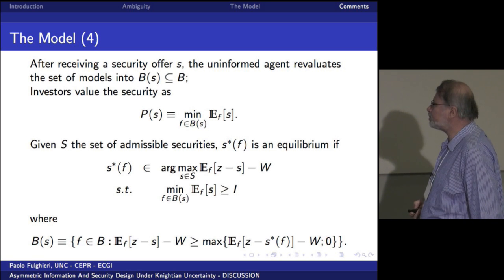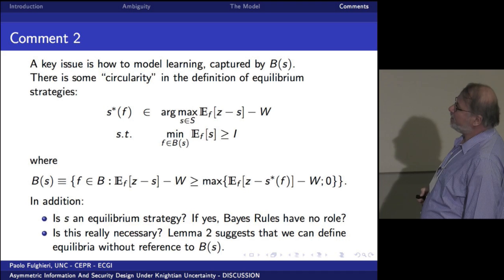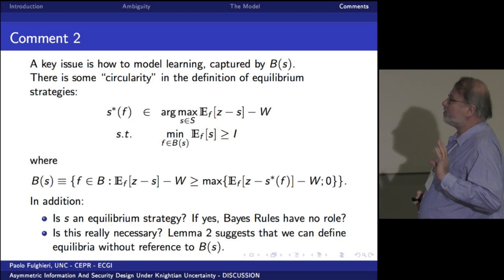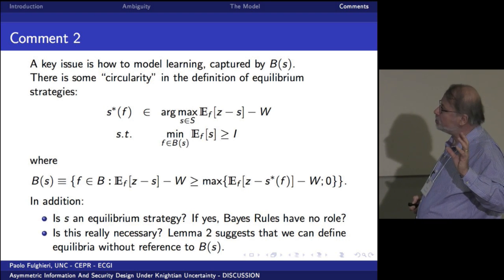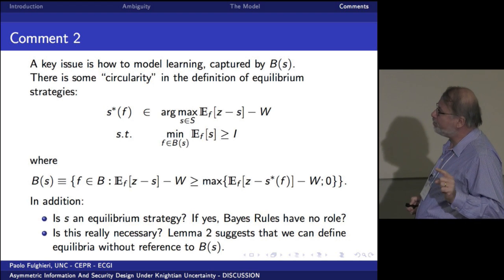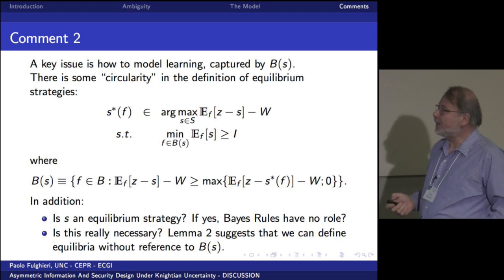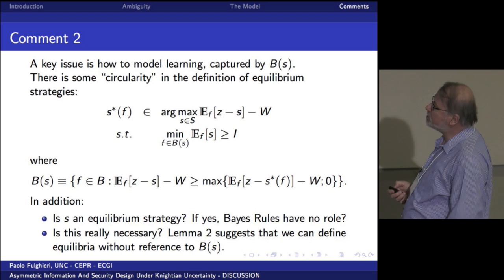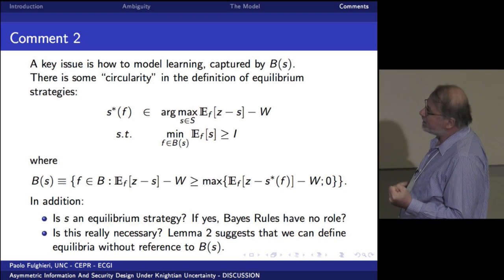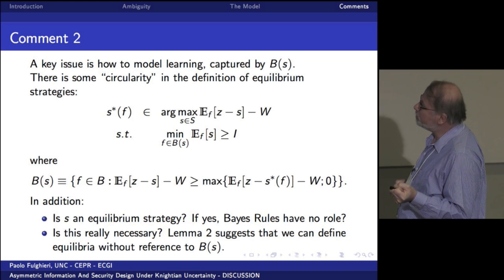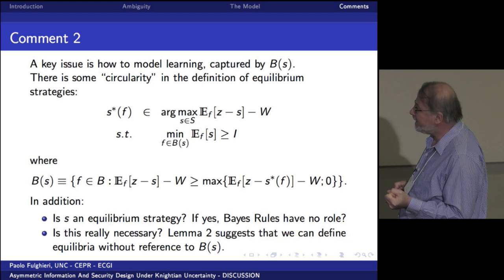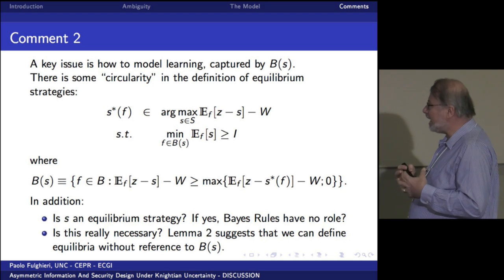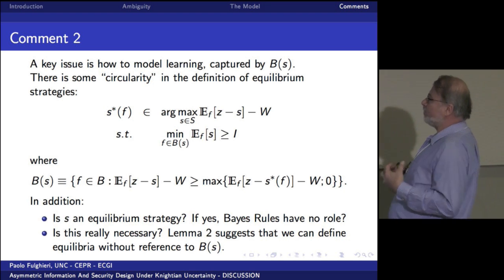And the way this is defined is, if I see a security offer S, I am restricting the possible types that issue this security to those that have a higher payoff under the equilibrium notion. But here, there is a little bit of circularity. I'm sure that this is dealt with properly, because on the one hand, the optimal strategy minimizes expected utility under the set BS, but the set BS is defined based on the equilibrium payoffs themselves. So I need to understand this a little bit better.